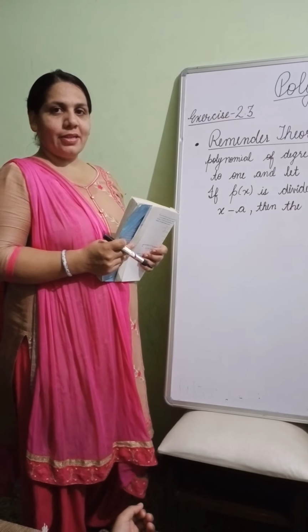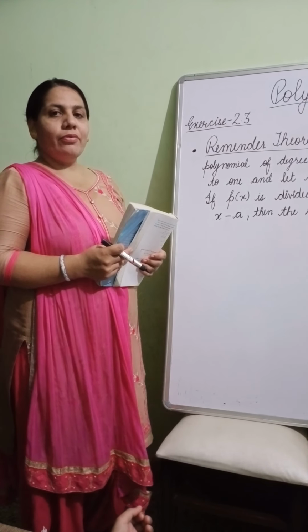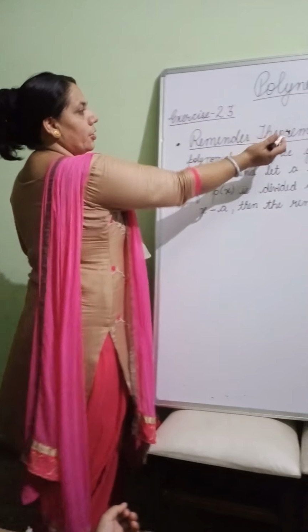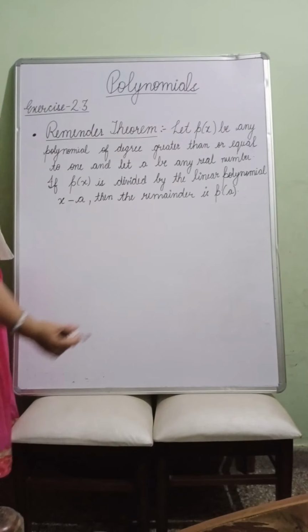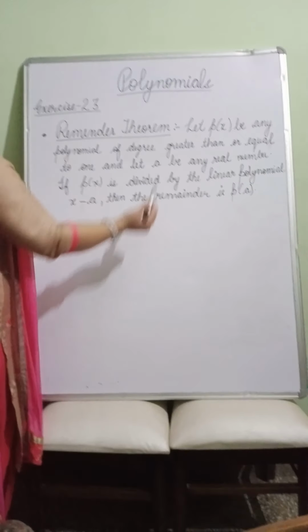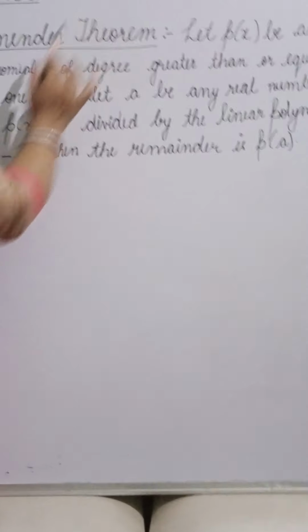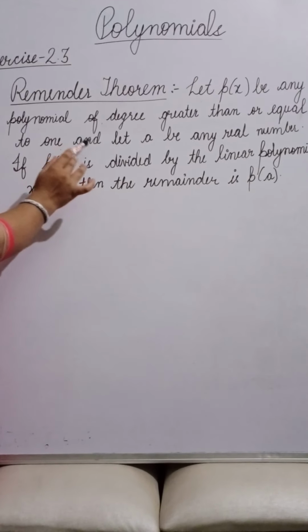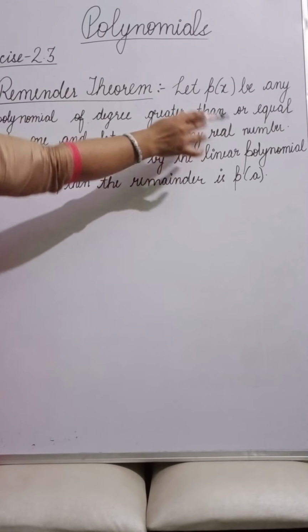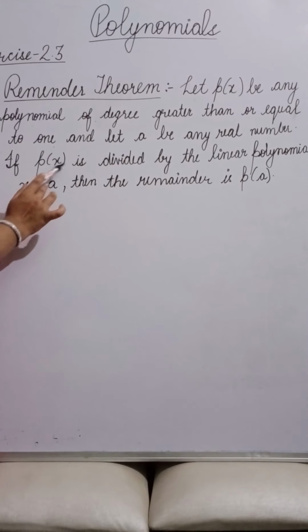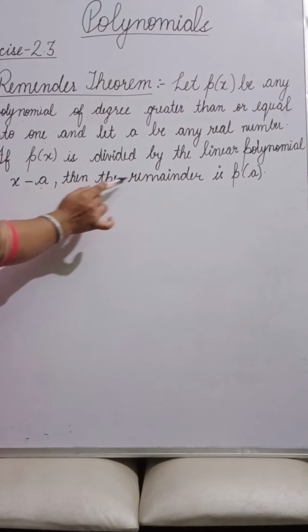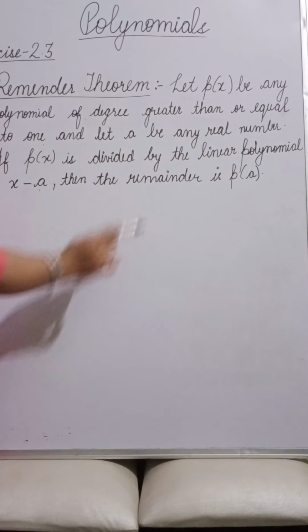Today we will start exercise 2.3 and what we will do today in this exercise, we will do this remainder theorem. So first of all I want to tell you what is this remainder theorem. Let P(x) be any polynomial of degree greater than or equal to 1 and let a be any real number. If P(x) is divided by the linear polynomial x minus a, then the remainder is P(a).